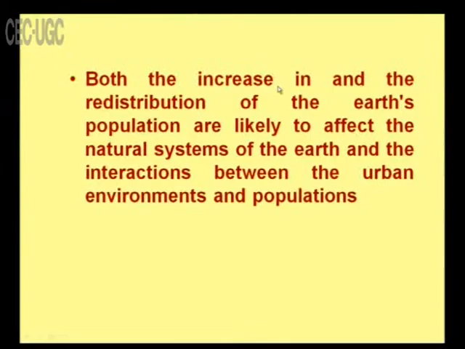The only thing that we can say is how can we protect the environment from urbanization. Both the increase in and the redistribution of the earth's population are likely to affect the natural systems of the earth, and the interactions between the urban environments and population. Therefore, there is an interaction between the natural system and the population. And now, let us see how.